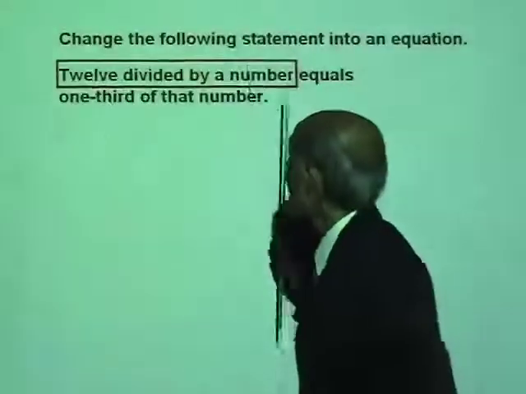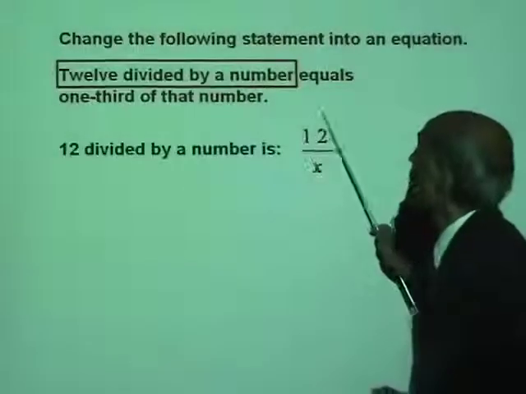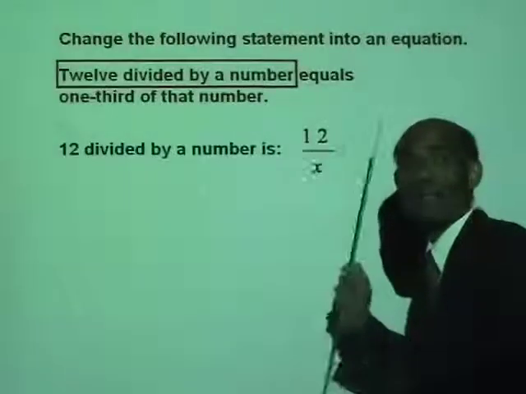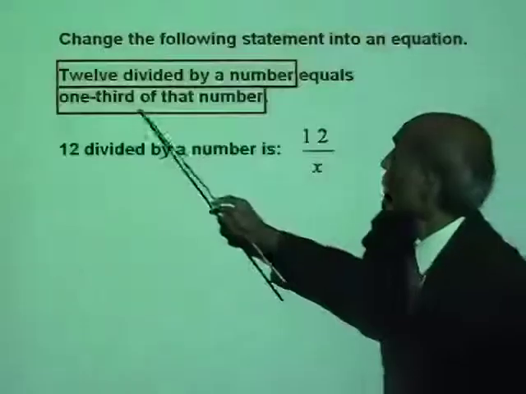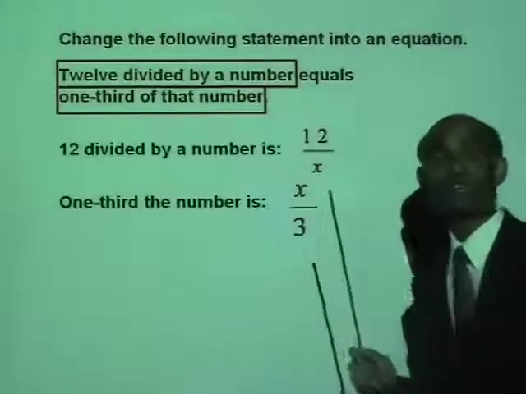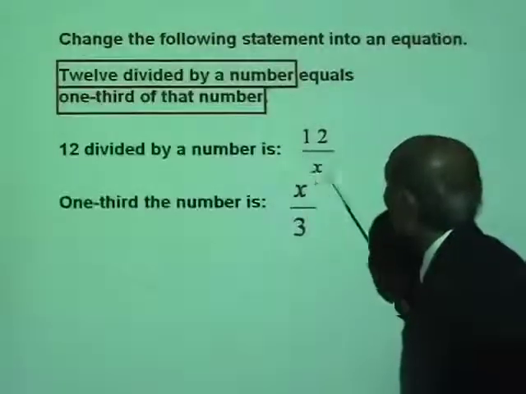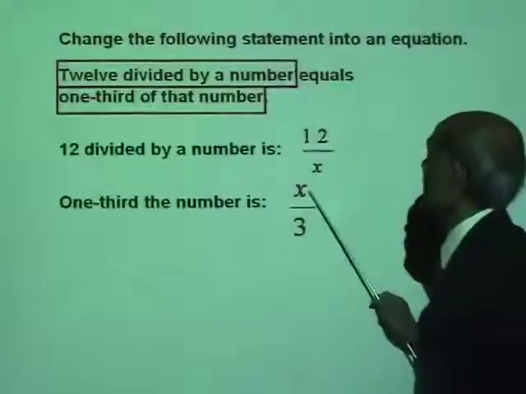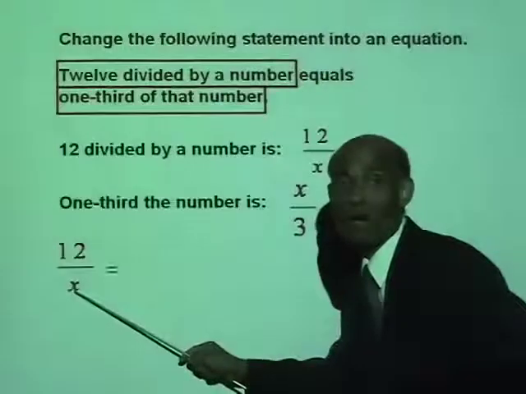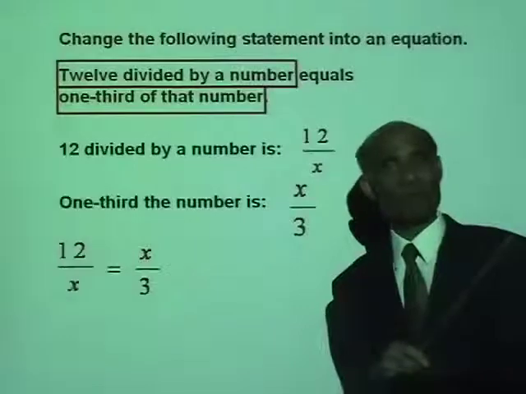Alright, what is 12 divided by a number? 12 divided by a number is 12 over x. 12 divided by x. And 1/3 of a number is x divided by 3. Now, 12 divided by x equals 1/3 of the number. So, 12 divided by a number equals 1/3 of the number. Is that simple? Very simple.